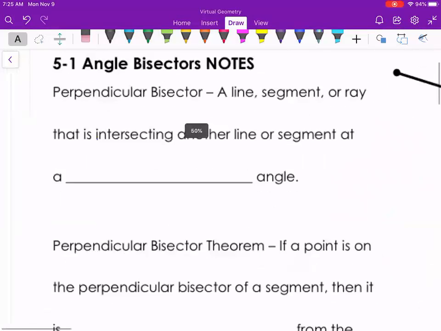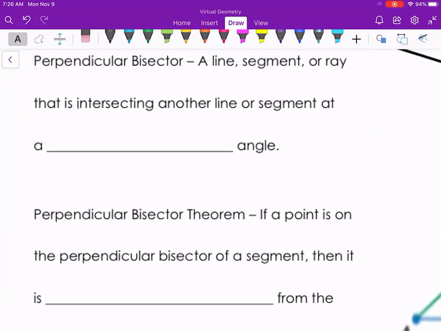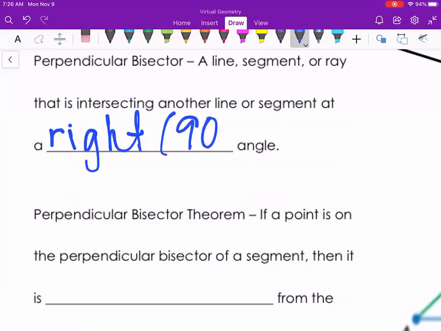When you're looking at perpendicular bisectors, and specifically a perpendicular bisector, if you remember from a while back, is a line, segment, or ray that is intersecting another line or segment specifically at a right angle. And remember, a right angle is exactly 90 degrees.